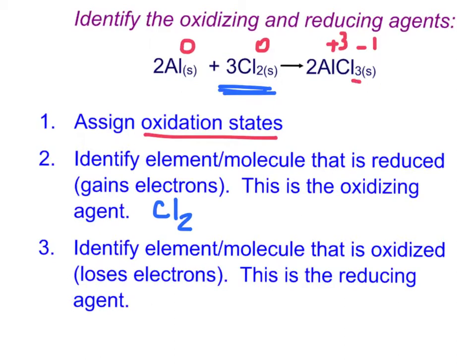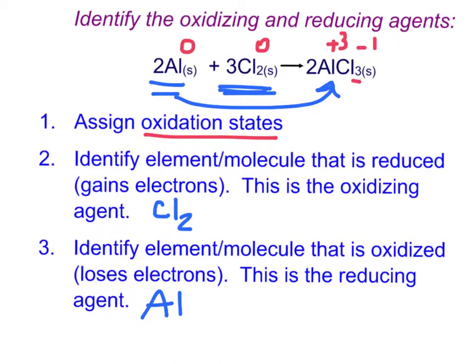Next, let's look at the element or molecule that is oxidized, the one that loses electrons. And that looks like it's going to be the aluminum. Aluminum, each aluminum atom is a 0 oxidation state here, and each one is a +3 oxidation state over here. So it is losing electrons. It is also the reducing agent because it is facilitating the reduction of the chlorine. So hopefully that makes sense.